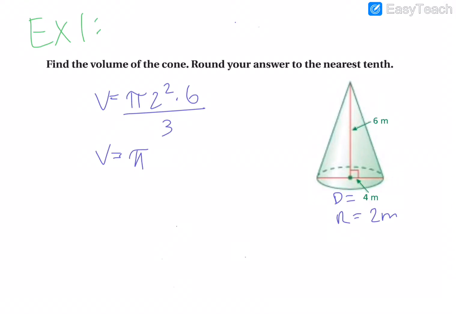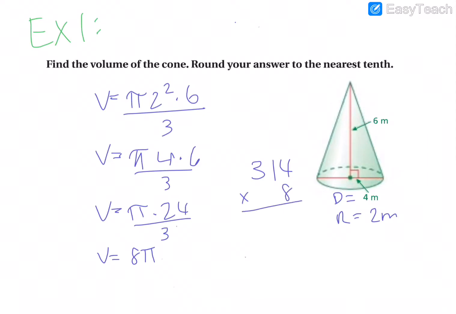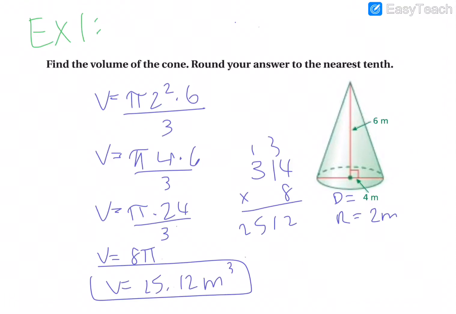What comes to mind for me is I'm just going to do 2 squared, which is 4, times 6, because that's going to give me 24. And I know I can divide that easily by 3. Alright, so 24 divided by 3 is 8. That would be 8 pi that I just need to multiply out really quickly. So that would be 25 and 12/100 meters cubed. And again, I am going to round to the nearest hundredth anytime it makes sense, because I multiplied by 3 and 14/100.